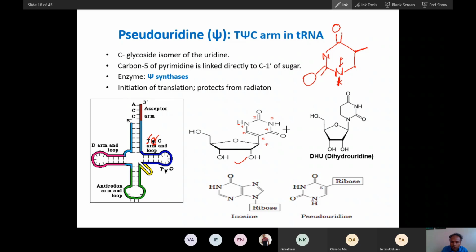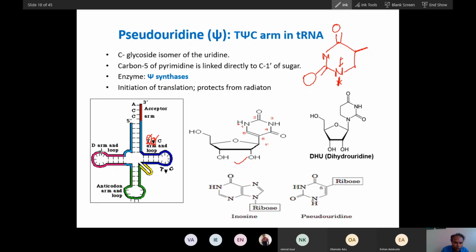Thymine is methylated uracil. So thymine is present in the T-psi-C loop. This loop is very rich in thymine, pseudouridine, and cytosine. That is why this loop is called the T-psi-C loop. This loop is very important for binding of the larger ribosome, the 60S ribosome, in translation.